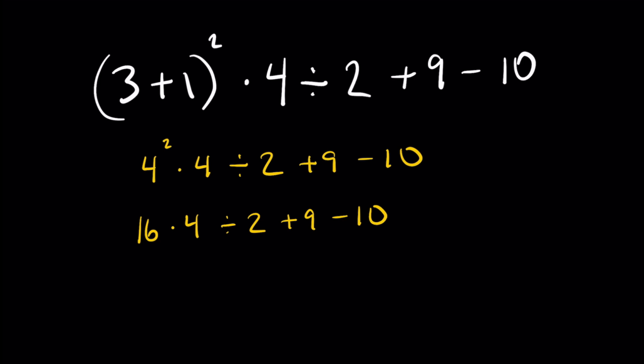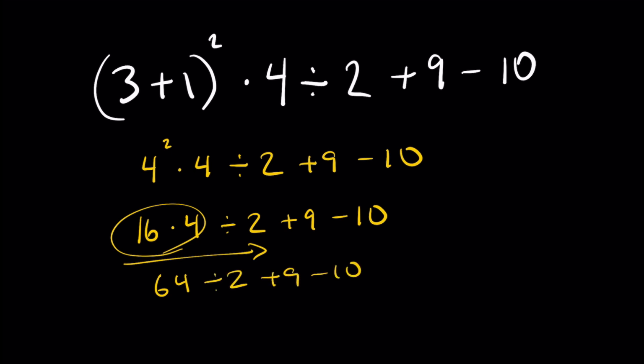Now I have multiplication, division, addition, and subtraction. So I'll do the multiplication and division, and I'll just go left to right. So 16 times 4 is 64. Then I have divide by 2 plus 9 minus 10. I'll do the division next. 64 divided by 2 is 32 plus 9 minus 10.